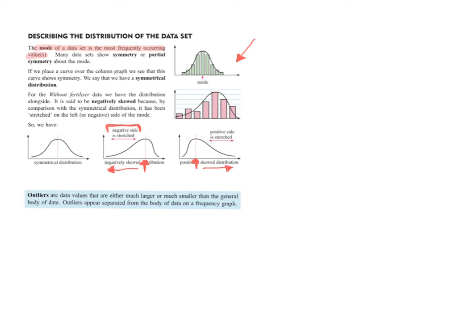Now, the other thing that we need to talk about are outliers. You've probably heard of this before, but let's just go over it in case. Outliers are data values that are either much larger or much smaller than the general body of the data. Outliers appear separated from the body of data, and you can really see it on a frequency graph or a line graph, a scatter plot. Those are all really good ways of seeing it.